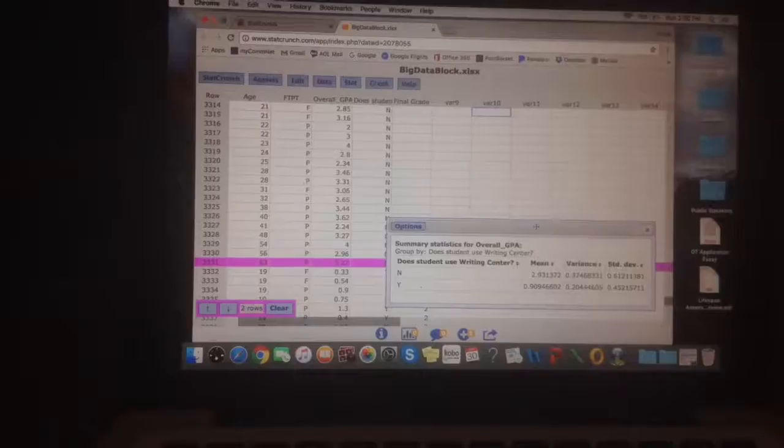The independence assumption is satisfied because the data arrives from a sample of HTC students and their GPAs are likely to be independent. The normal population assumption is satisfied because of the nearly normal condition, which says that the data comes from a distribution that's unimodal and symmetric.